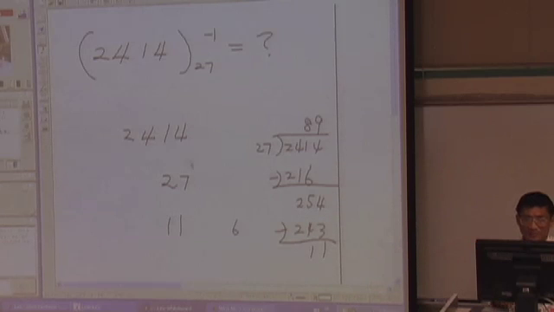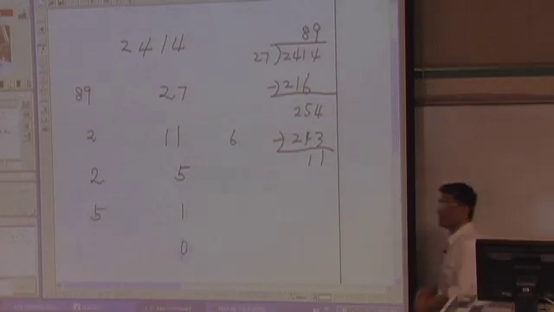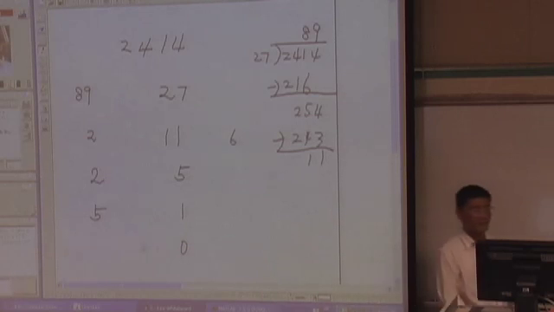If you divide 27 by 11, then the quotient is 2 and the remainder is 5. Do you see it? By the way, 89 should be recorded, 2 should be recorded, and then if you divide 11 by 5, the quotient is 2 and the remainder is 1. If you divide 5 by 1, then the quotient is 5, and the remainder is 0. This is the Euclidean algorithm that I mentioned before.